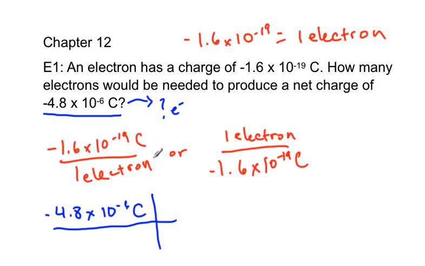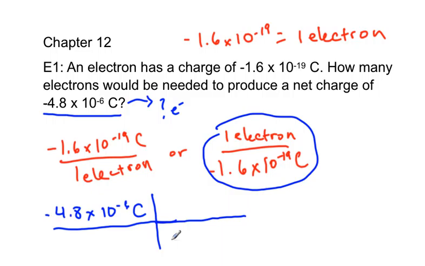Okay, now I can use whichever fraction is going to make my units disappear. I want electron to stay, and I want coulomb to disappear. Well, coulomb's on top here, so I'm going to use this one because it has coulomb on the bottom. It has electron on top. Okay, coulomb is going to cancel out with coulomb, and hey, I've got electron left.